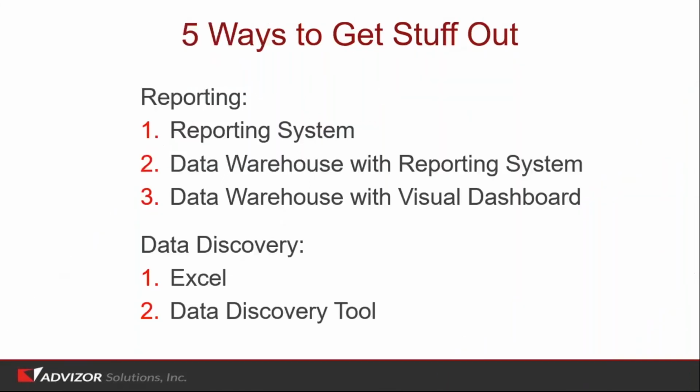And then there's 5 ways to get the stuff out. So this is basic business intelligence. There are reporting systems. There are a bunch of reporting systems. We'll take a look at some of them in a little bit. You can put them on top of a warehouse. A data warehouse would take the data tables that are in the core system and make them easier to work with. It does a bunch of formatting, grouping, makes the reporting system a lot easier to deploy.